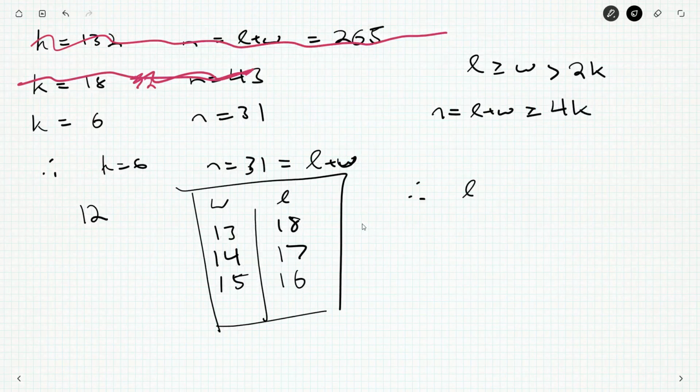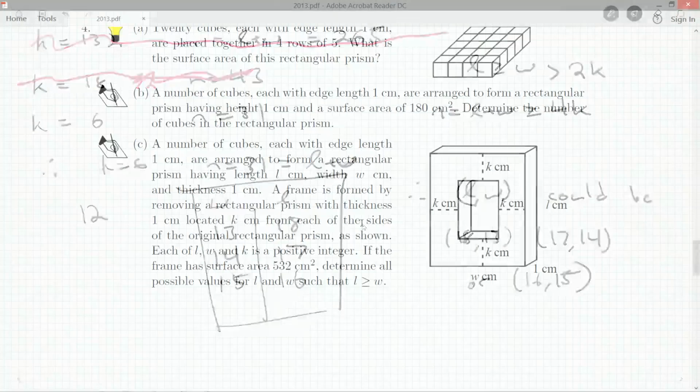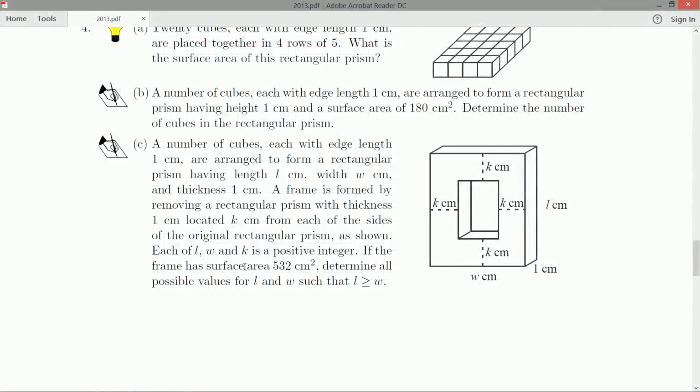Therefore, L, W could be 18, 13, 17, 14, or 16, 15. Those are our only possibilities. And there we have it.